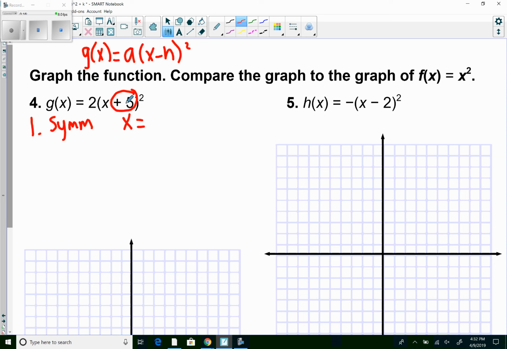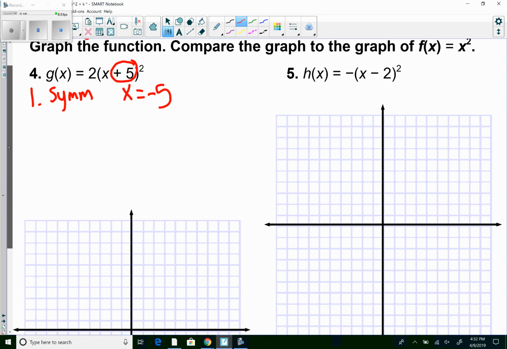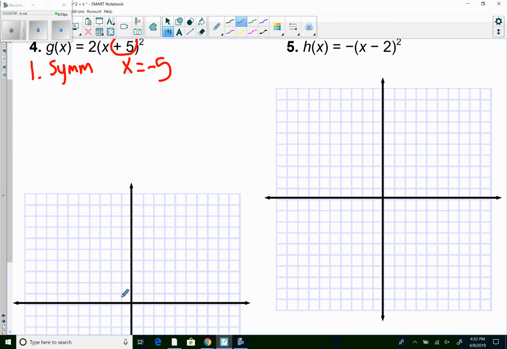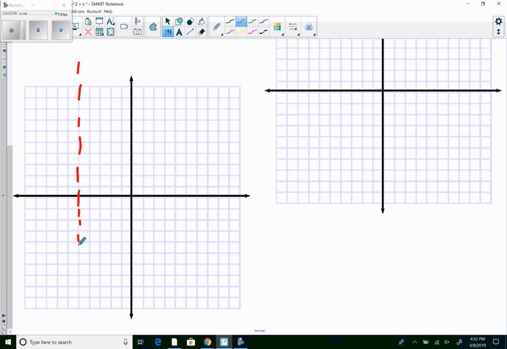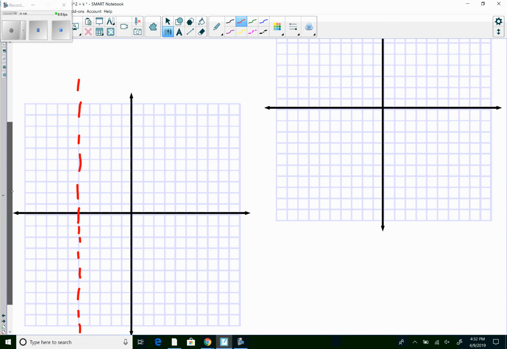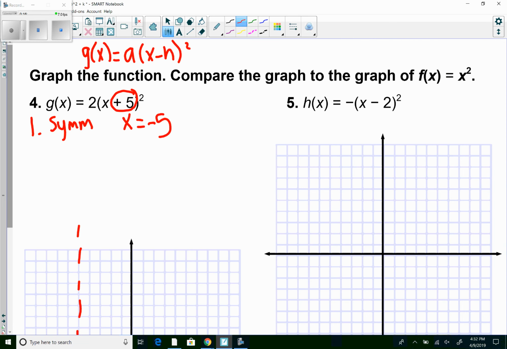This is our h value. Notice how it's positive 5. Look at your formula. Your formula has a negative here. This is a different sign. So your axis of symmetry is going to be at negative 5. 1, 2, 3, 4, 5. So I'm going to draw this axis of symmetry in here while I have my pen red.